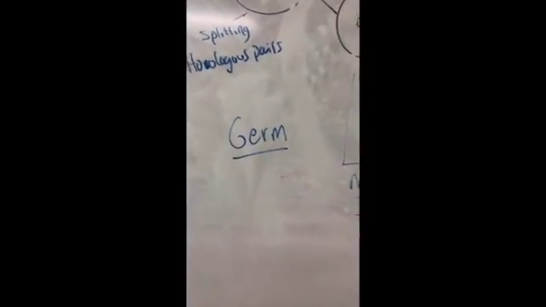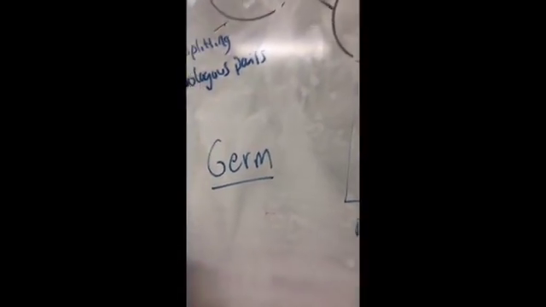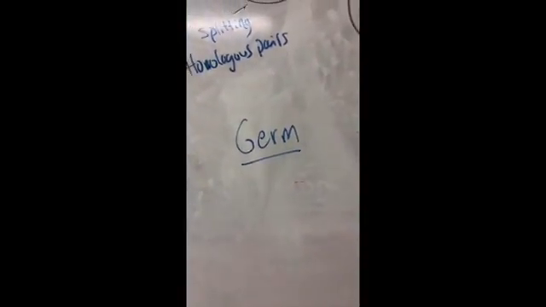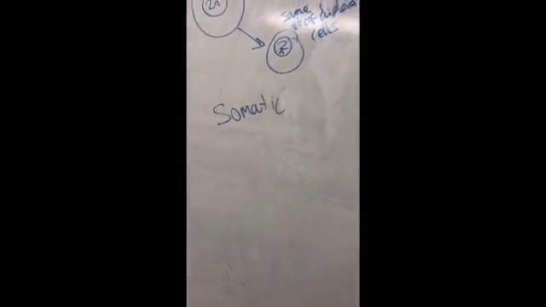And in meiosis, these cells are different. They're called germ cells. They're a little different than somatic cells. These are just for reproduction, excuse me, not replication, reproduction. And these are, again, somatic cells.